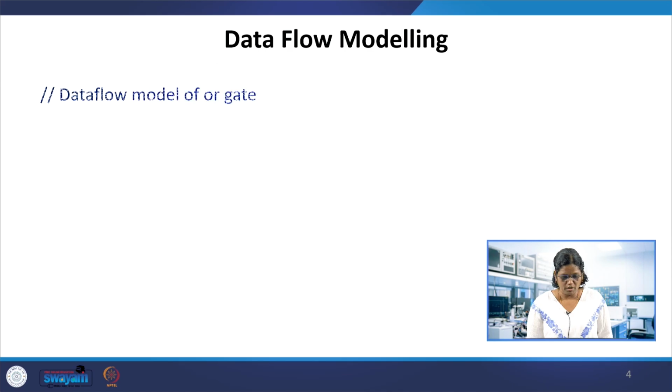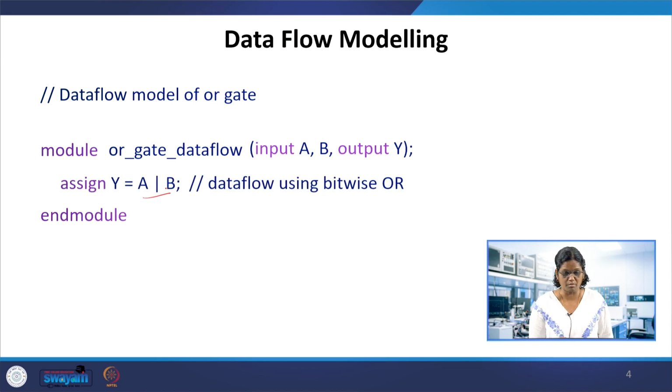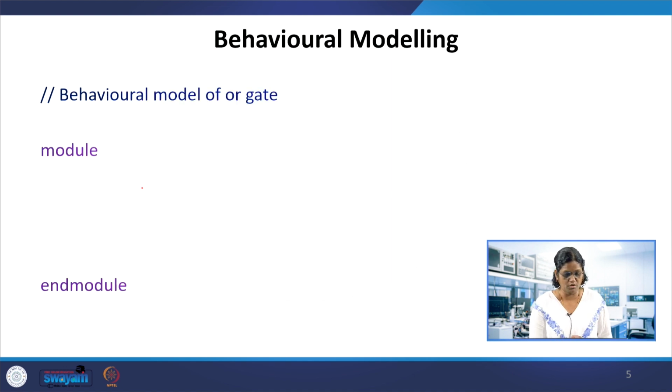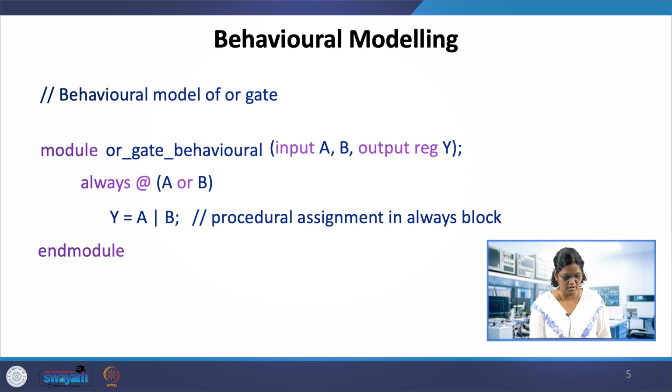And in the data flow modeling, we have this data flow model of the OR gate module, OR gate data flow, inputs, and we use the assign statement and the A OR B. So, this is a bitwise operation. In the behavioral modeling, similarly, we had the behavioral module and endmodule, this behavioral module with inputs A B and the output reg. Remember, always @(A or B), Y equal to A or B. So, this is for the always block and the test bench.